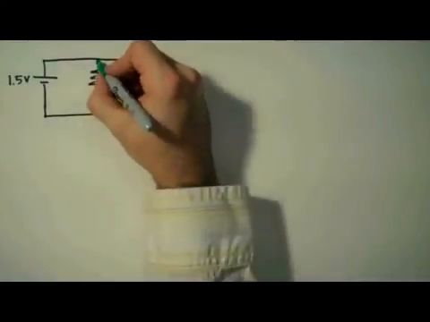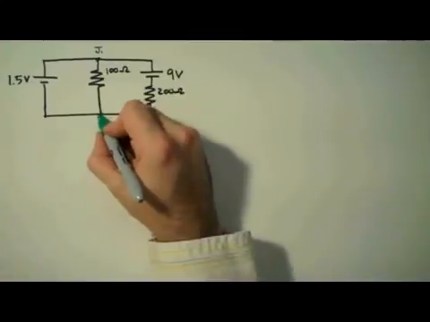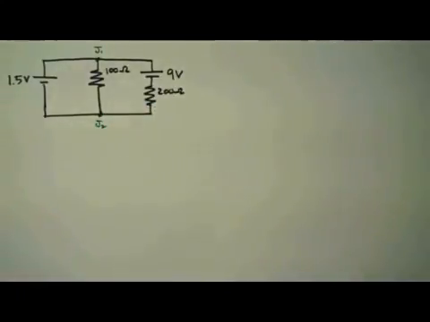As always, when using Kirchhoff's rules, we're going to start by labeling our junctions. I'm going to label mine J1 and J2.